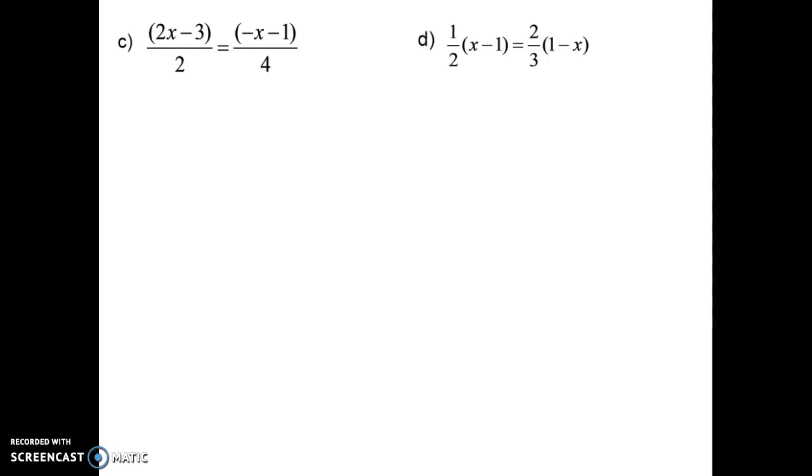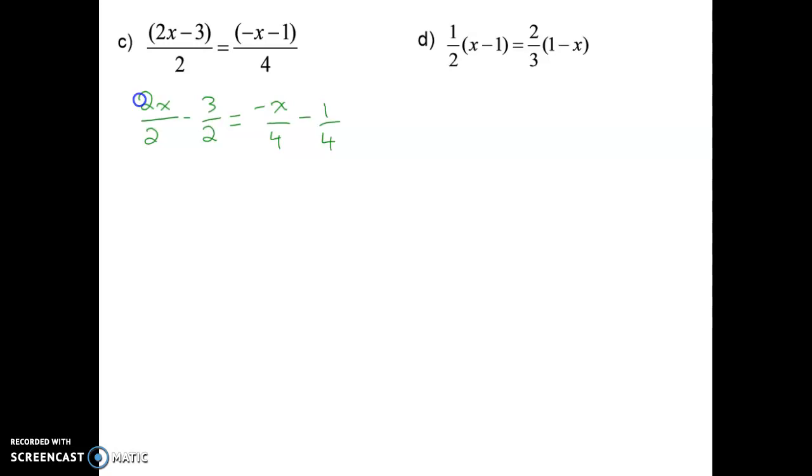For these examples, we're going to want to get rid of the brackets first and then get a common denominator in order to solve our equations. So for example C, we have a numerator that has two terms over a single denominator, so we know we can separate that into two separate fractions. So we're going to get 2x over 2 minus 3 over 2. That's going to be equal to negative x over 4 minus 1 over 4.